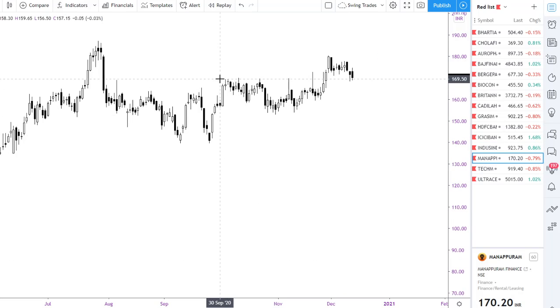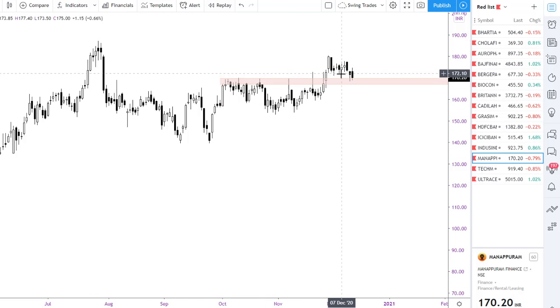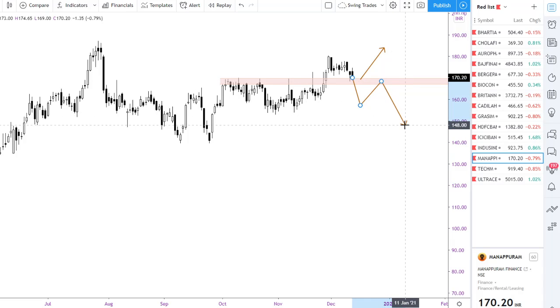Next one is Manappuram Finance. So if you see here, this is the zone I would be interested in, and it is around that zone. So if I get a nice entry reason, then I might look for a buying opportunity here. In case price drops, then it turns to a negative bias, and when it comes back to this zone here, it will act as resistance, and I look for a selling opportunity if this happens. So as you can see, we are prepared for both the scenarios here.